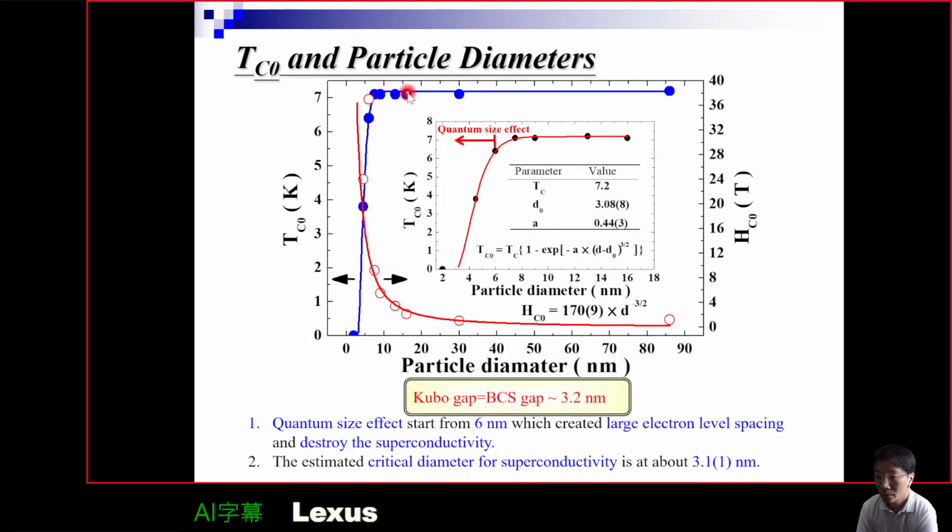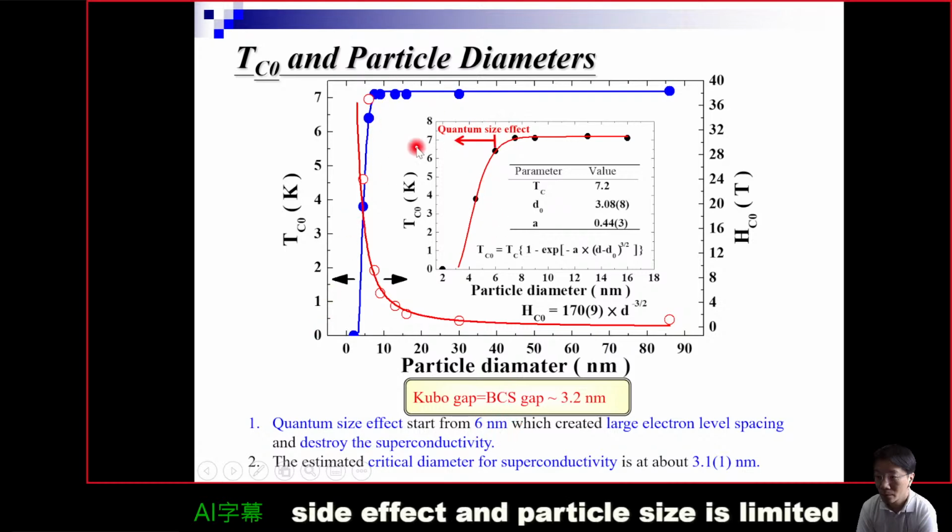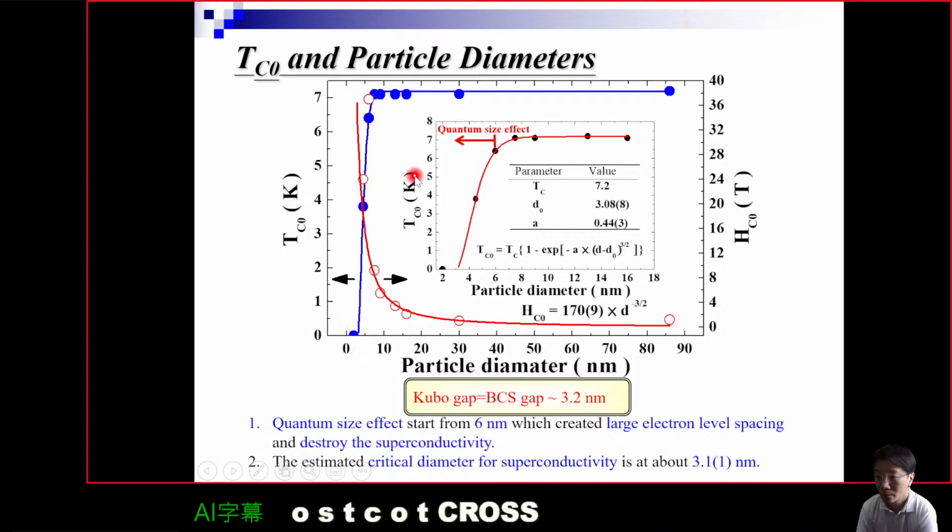So there is a sketch of the particle diameter against the Tc and the diameter against the critical field. We found the critical field and critical temperature have a dramatic decrease due to the quantum size effect. When the particle size is less than 6 nanometer, the quantum size effect appears. So its Tc will decrease much faster.